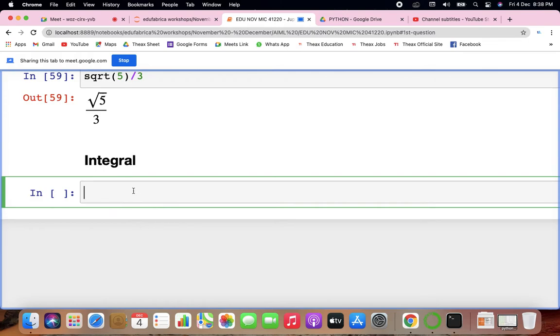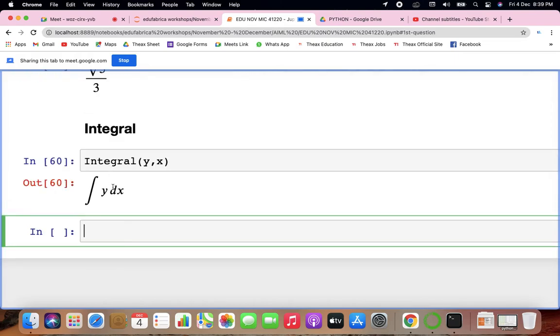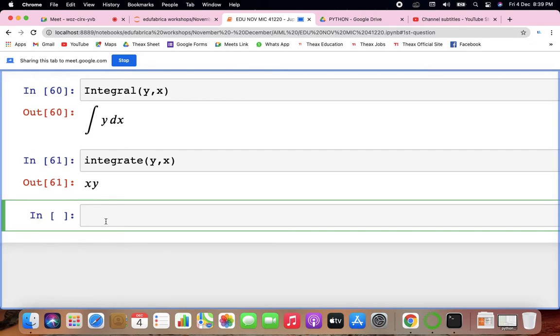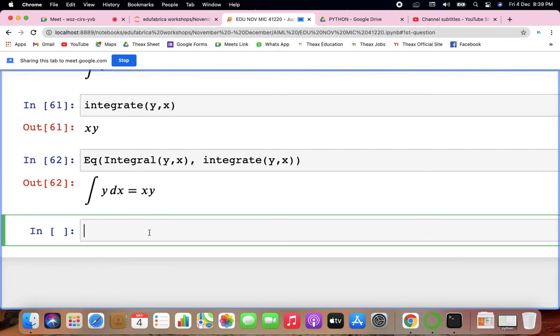Now here again you have two terms, like the integral of y with respect to x and integrate with respect to x. Clear? So again you can write an equation of the integral of y with respect to x gives you the integration of y with respect to x. That's it, very simple, right? And here you have some upper limits and lower limits, okay?